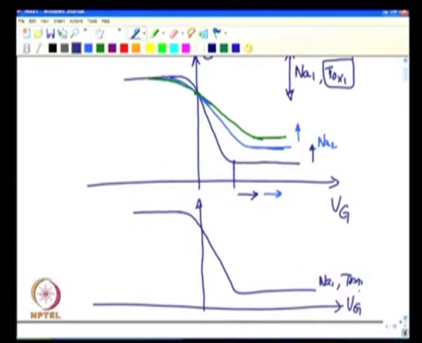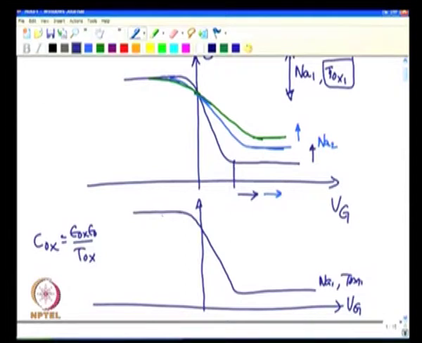Now, I start varying Tox. Let us say I start increasing Tox. So, now let us see what happens. If you increase Tox, you would expect, because your Cox has the relation epsilon ox epsilon naught over Tox, your oxide capacitance will start decreasing as you start increasing the oxide thickness.